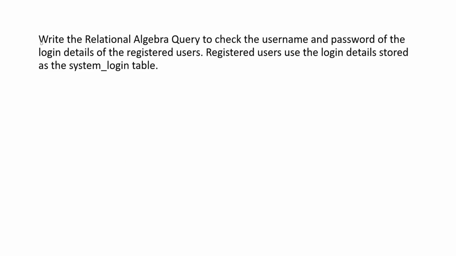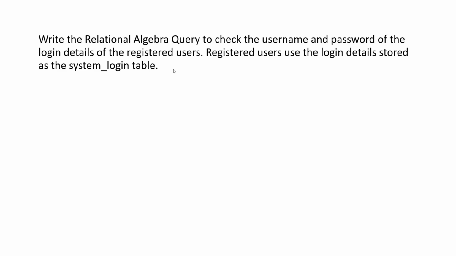So this is the second question. Write the relational algebra query to check the username and password of the login details of the registered users. The login details of registered users are stored in the system login table. So according to this question, we need to check the username and password of the login details of the registered user. So simply we need to find the username and password of the registered users using a relational algebra query. They have given the conditions and the table in this question.